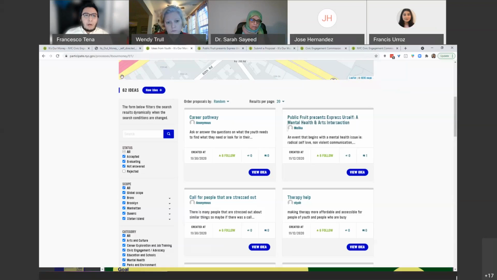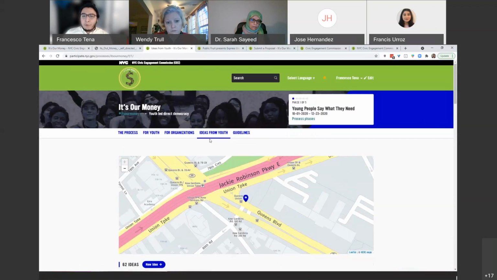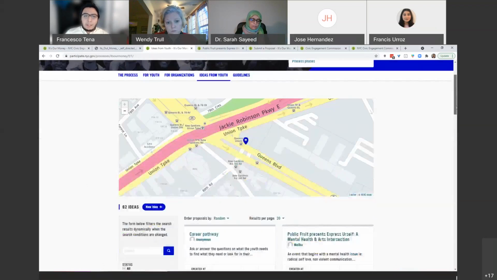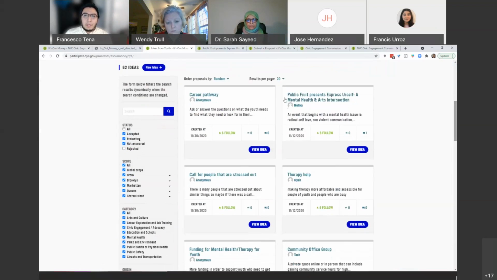I'm going to go to our ideas section. So if you click on ideas from youth on the platform, it takes you to the ideas that are getting submitted by young people. You'll see they all have their own little card. If you click into any one of them, it pulls up more information about that idea.